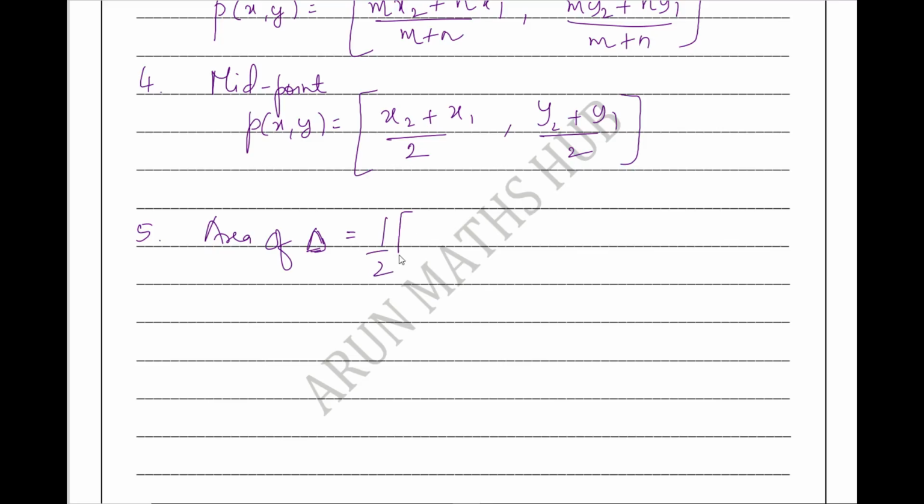half into x1 y2 minus y3 plus x2 y3 minus y1 plus x3 y1 minus y2.